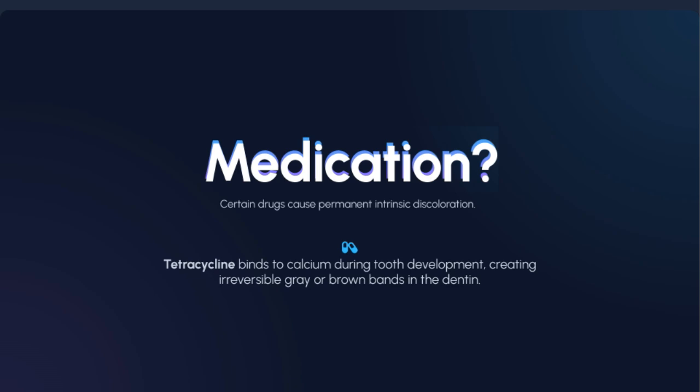It's important to note that certain other drugs can also cause similar permanent intrinsic discoloration. This highlights the significance of understanding medication history when evaluating tooth discoloration. So, in summary, medications like tetracycline, when taken during critical periods of tooth development, can leave a lasting mark, literally, through these characteristic discolorations. And recognizing this helps us better diagnose and manage these cases.